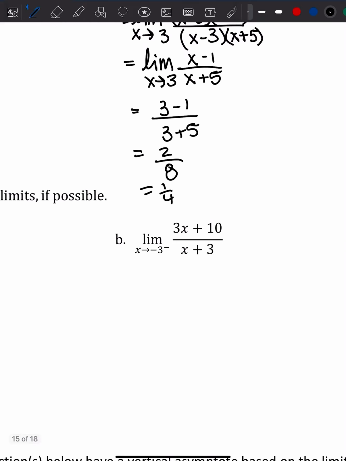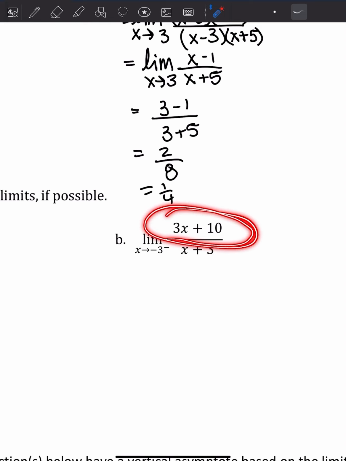If we look at this one, as x approaches negative 3 from the left, if I were to plug in negative 3, we are going to be getting negative 9 plus 10 to give me 1. So when I am looking at the top here, this is going to give me a positive value.